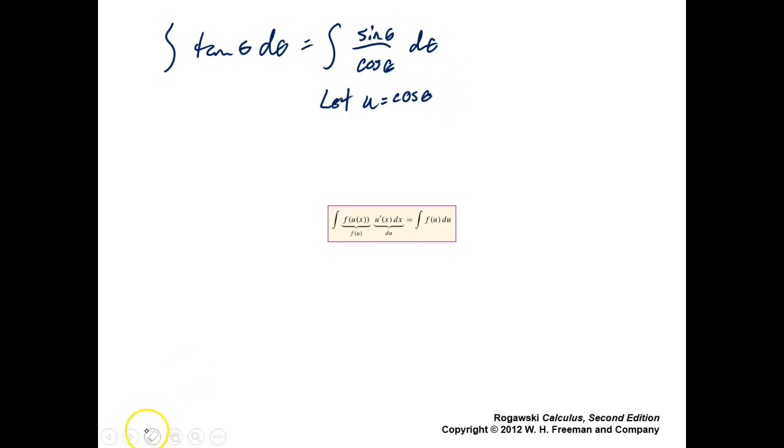Okay. Equal cosine theta. What's the next step?